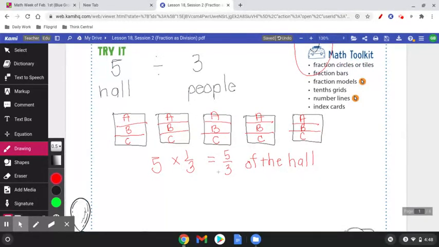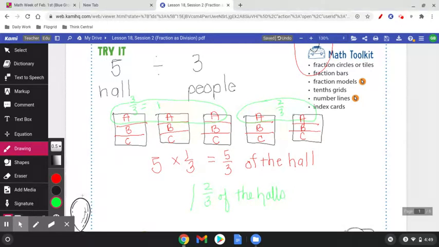So I know 5 thirds is really a whole, which I can put these 3 thirds together. There's a whole. 3 thirds is a whole. And then I have 2 thirds left over. So I can say 3 thirds here is equal to 1, and then I have another 2 thirds over here. Okay. So I know that's the same as 1 and 2 thirds of the hall. Okay. So there's our first question.